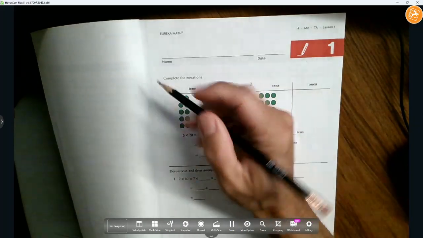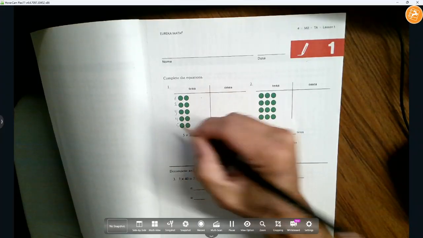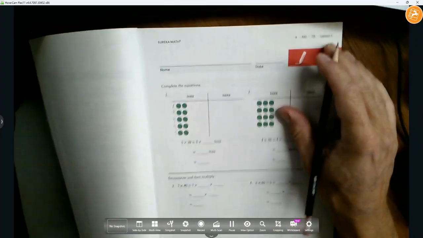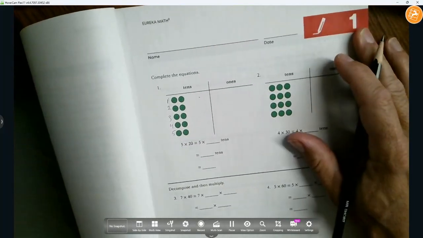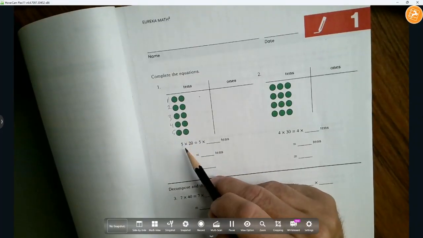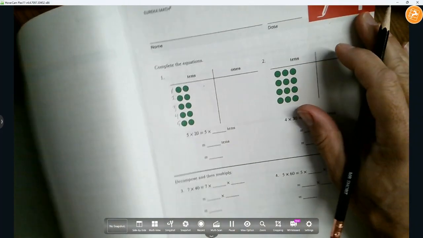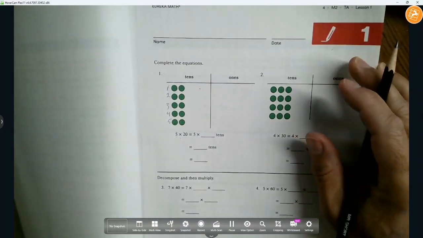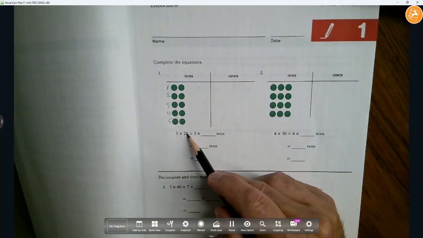1, 2, 3, 4, 5 rows. We're going to try using the pencil today instead of the marker. It's a little bit neater for me. The marker was getting sloppy. Okay. In each row we have 2, so that would be 20. But when we use the associative property, we're going to break this number. There, that's a little better. We're going to break this number apart, right? So we have 5 times 20 equals.